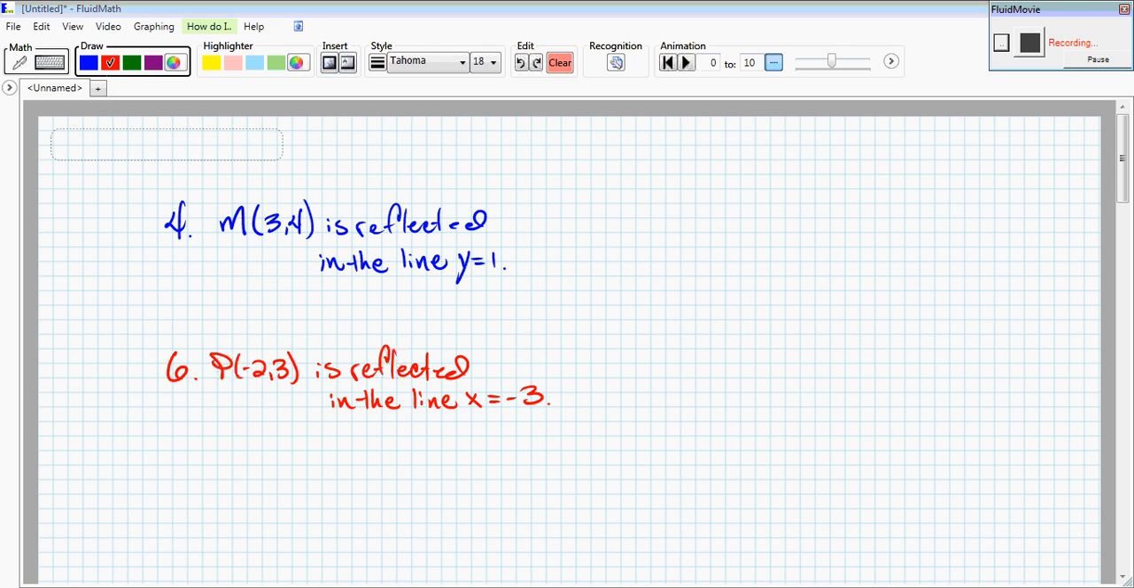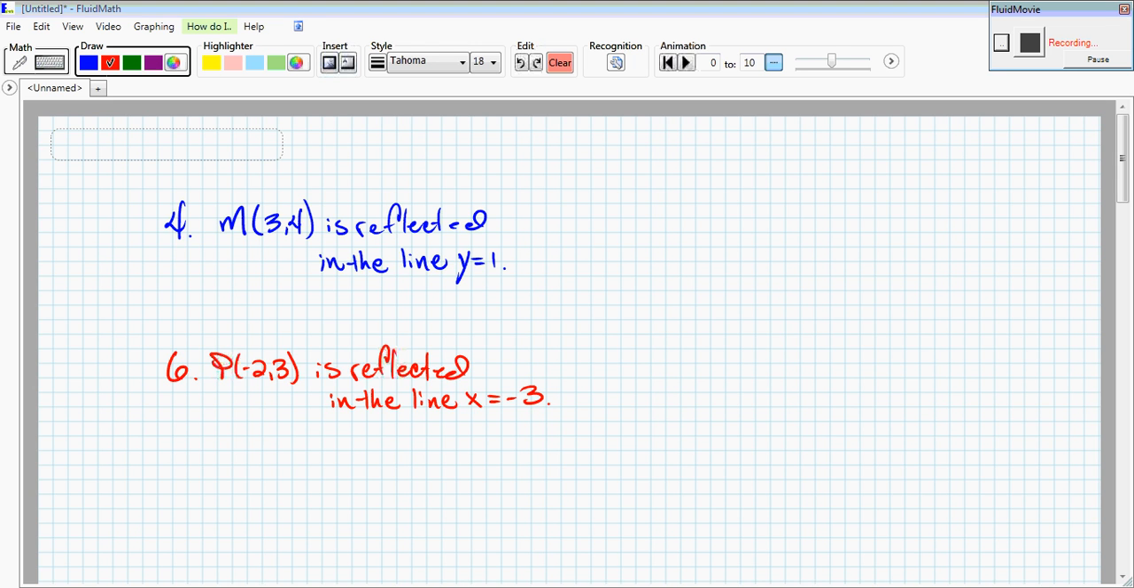What we're going to do for question 4 is reflect the point 3, 4 in the line y equals 1. It wants us to do this without a coordinate plane, and to check with the coordinate plane. So we have to understand that the line y equals 1 is a horizontal line. When you reflect a point over a horizontal line, its left to right orientation doesn't change. That means its x-coordinate doesn't change. Its up and down orientation, because you're reflecting over that horizontal line, is going to change.